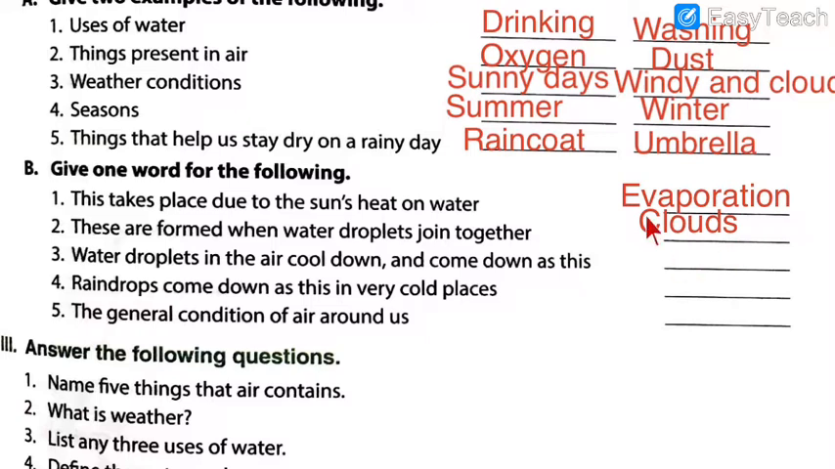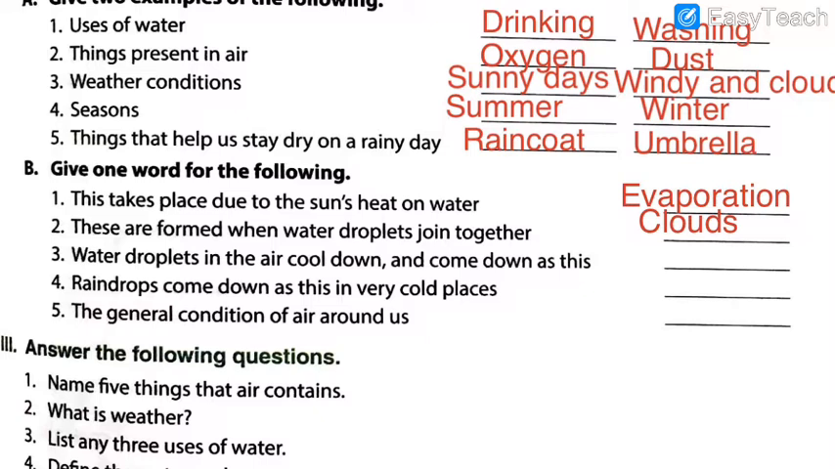Okay, I hope that you have written the same answer. Number 3. Water droplets in the air cool down and come down as this. In which form does it come down? Just now I told you when I was discussing the clouds. So I am not going to give you much more hint for this. Anyways, your time starts now.